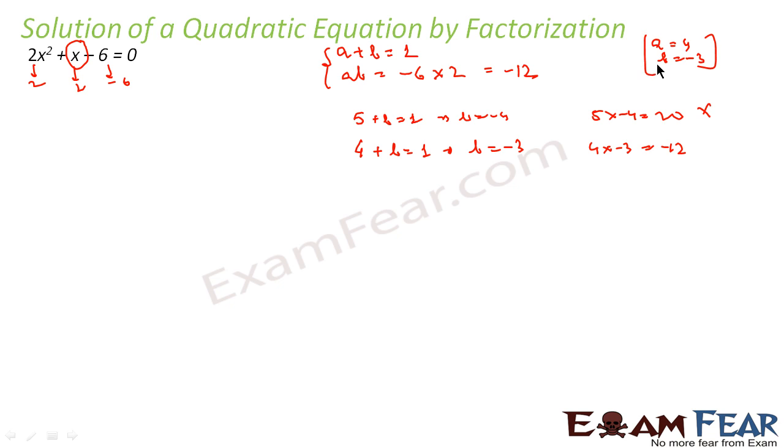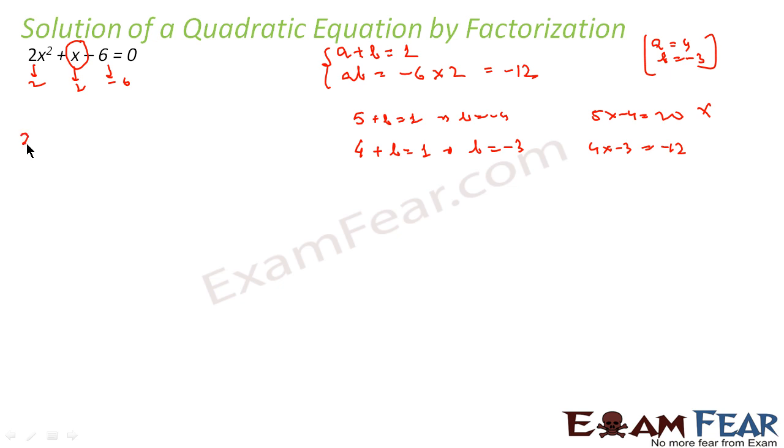If I put a is equal to 4 and b is equal to minus 3, I am getting a plus b is equal to 1 and ab is equal to minus 12. That's what I have to achieve. In factorization, I have to write this part in this way such that a plus b is equal to this part, that is 1, and a into b is equal to the product of these two, that is 2 into minus 6, that is minus 12.